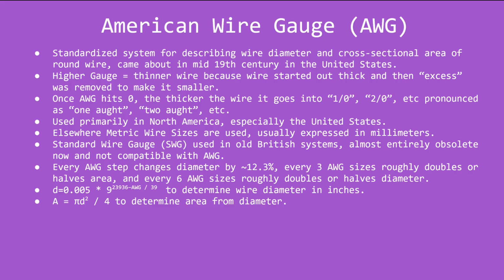Every gauge step changes diameter by about 12.3%. Every three sizes roughly doubles or halves the area, and then every six sizes roughly doubles or halves the diameter. It's a pretty good rule. I have a little equation for determining wire diameter in inches. I don't know it off the top of my head for millimeters, and then also determine area from diameter.